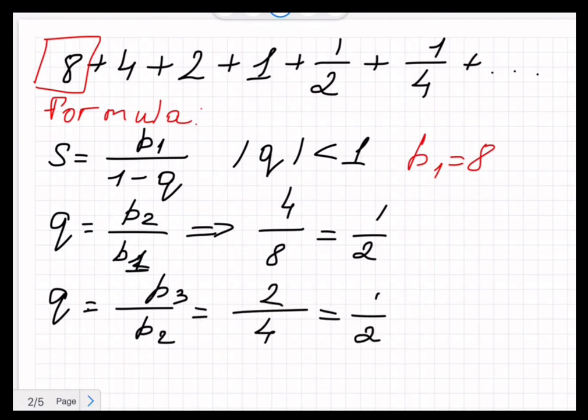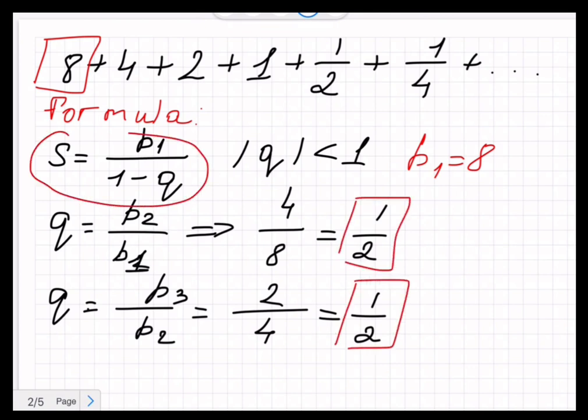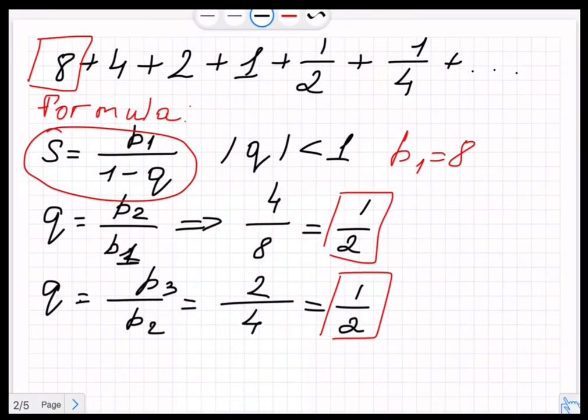So, to get the next term, you have to multiply by a half. 8 times a half is 4. 4 times a half is 2. 2 times a half is 1, and so forth.